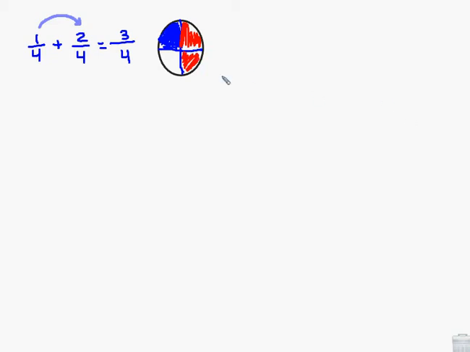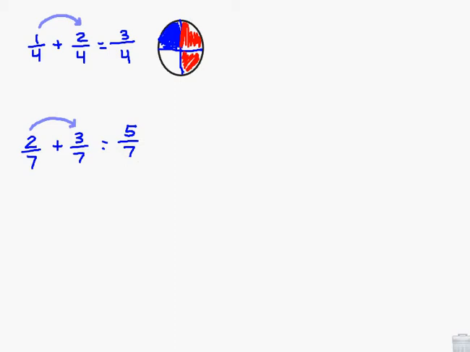Let's try another one. 2/7 plus 3/7. Remember, we just add the numerators. 2 plus 3 is equal to 5. And the denominator stays the same. 2/7 plus 3/7 is equal to 5/7.